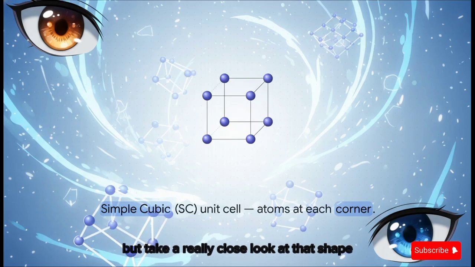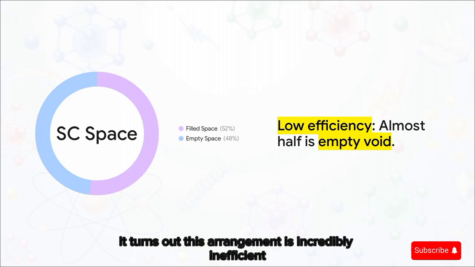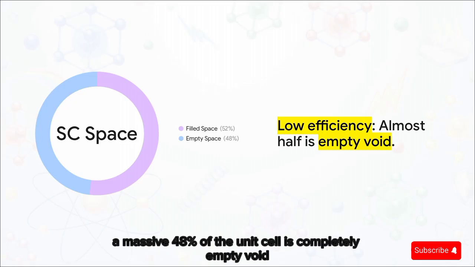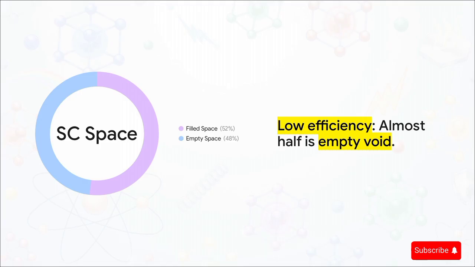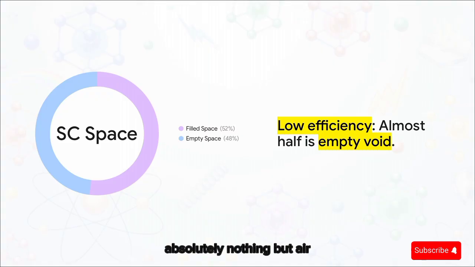But take a really close look at that shape. If you arrange spheres like this, what happens to the inside of the box? I mean, picture just how much empty, wasted space is sitting right there in the dead center. Well, it turns out this arrangement is incredibly inefficient. In a simple cubic material, only about 52% of the available space is actually filled with atoms. A massive 48% of the unit cell is completely empty void. Honestly, it's like packing a huge shipping container but leaving half of it filled with absolutely nothing but air.